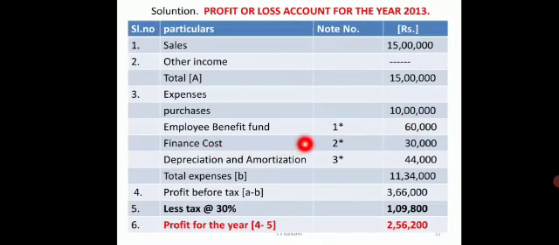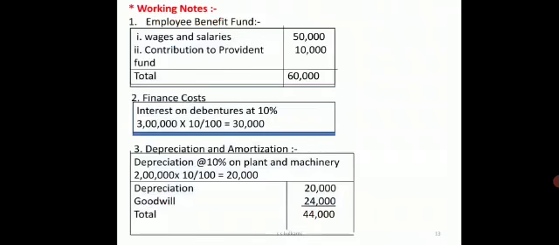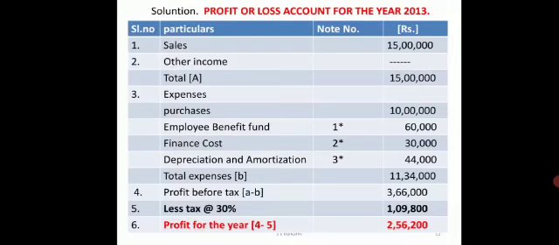Next, coming to finance cost. I said it is not exactly stated, but they have given 10% debentures. So debentures are worth 3 lakhs. 10% of 3 lakhs is 30,000, which is shown in the second working note. Interest on debentures at 10%: 3 lakh into 10% amounts to 30,000. So finance cost is amounting to 30,000.